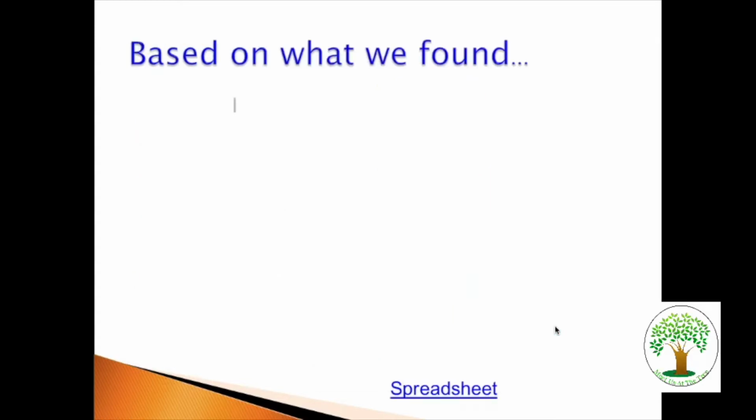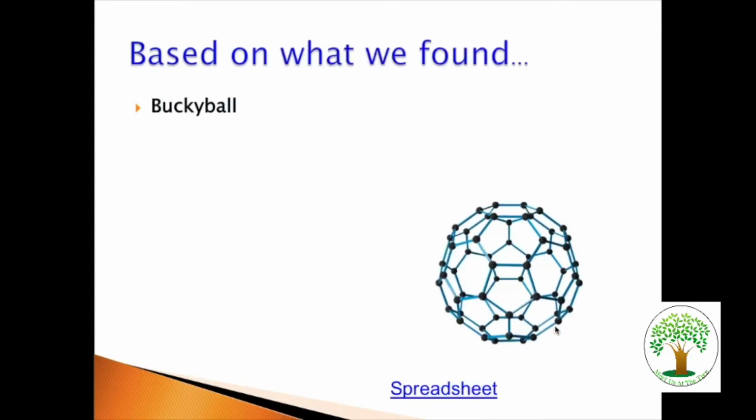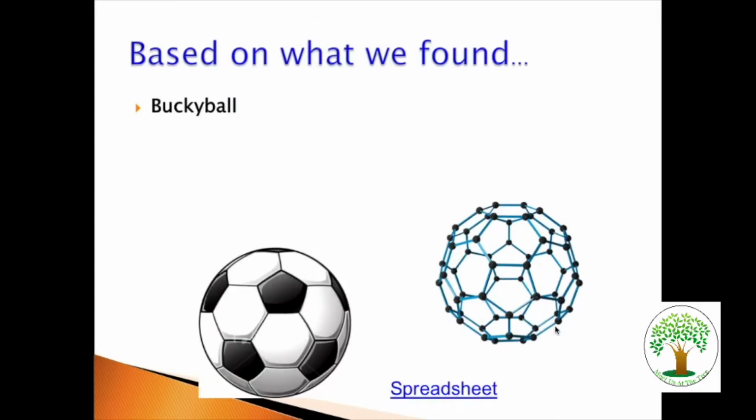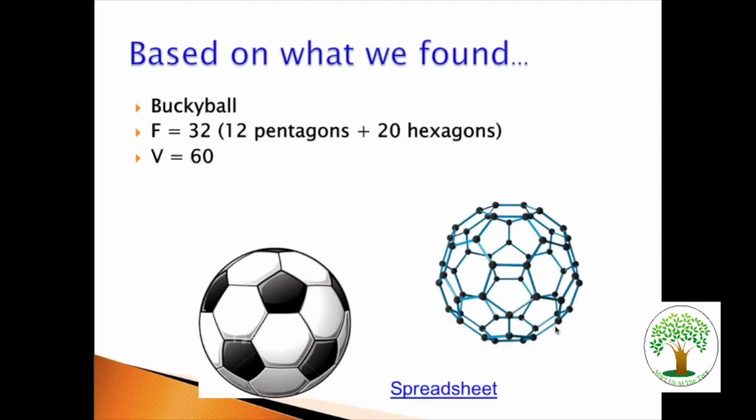Now this is really cool. Based on what we found, this is a buckyball. What does it look like to you, Heidi? Oh, this is just a buckyball. It's the same as a soccer ball. All right, okay, and I don't know why it was called a buckyball. When I found it, it had that. I'm going to just tell you right now that it has 32 faces, 12 pentagons and 20 hexagons, and it has 60 vertices. So I'm not going to ask you to count its edges because that could be crazy.